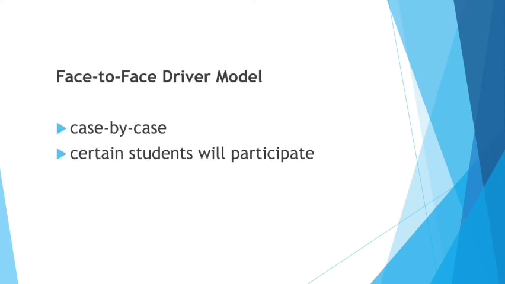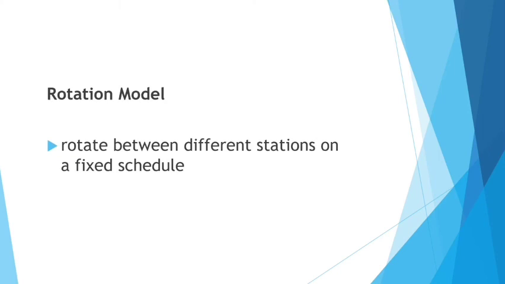The first model is called the face-to-face driver model, and this is the introduction of online instruction, but decided on a case-by-case basis. That means only certain students in a given class will participate in any form of blended learning. The second model is called rotation, and that means the students rotate between different stations on a fixed schedule, either working online or spending face-to-face time with the teacher.